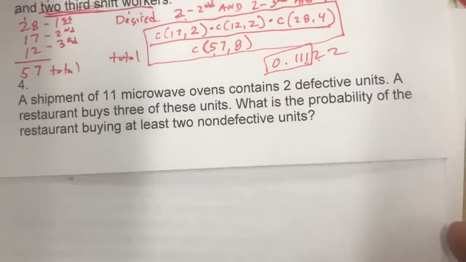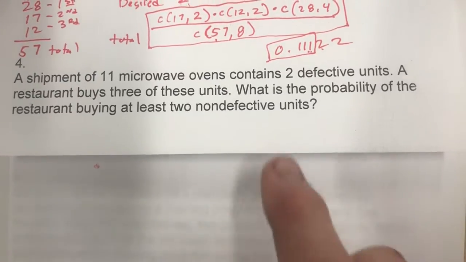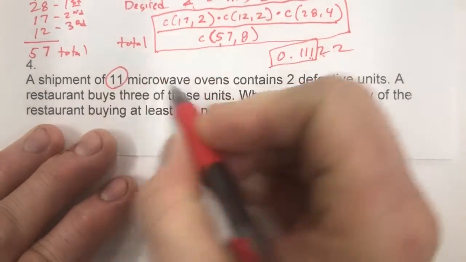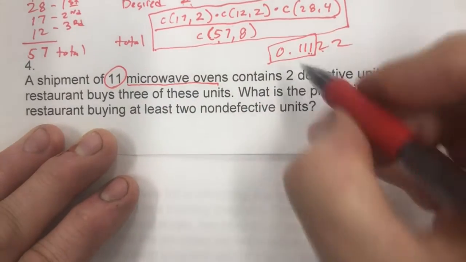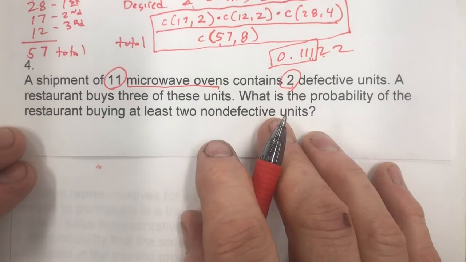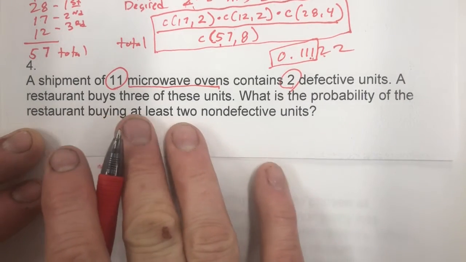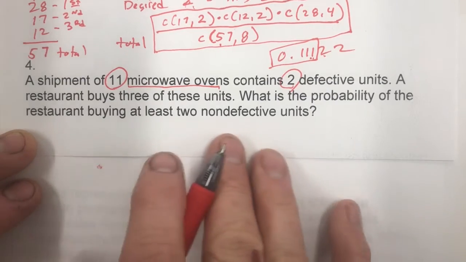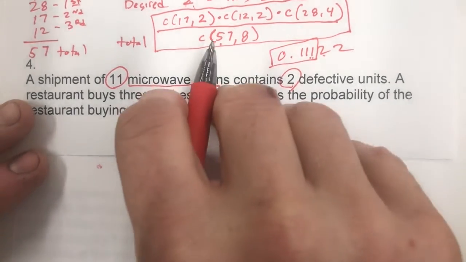Number 4. Number 4, we got a different kind of problem now. A shipment of 11 microwave ovens contains 2 defective units. Okay, a restaurant buys 3 of these units. What's the probability of the restaurant buying at least 2 non-defective? All right, so here we go.